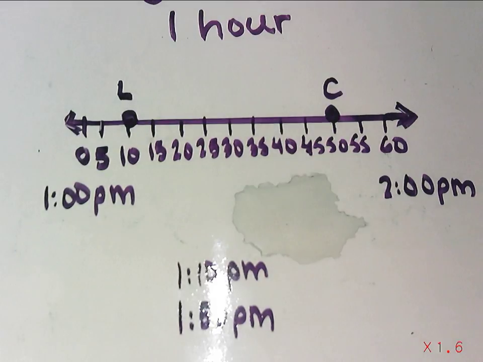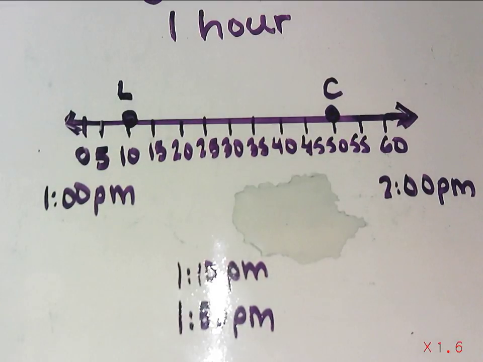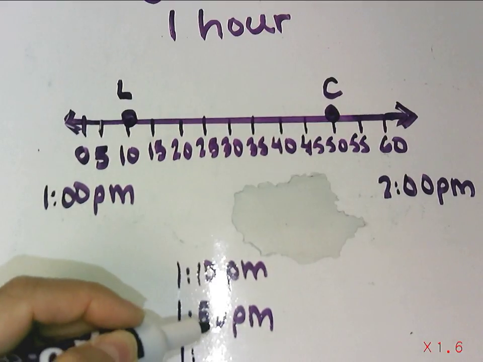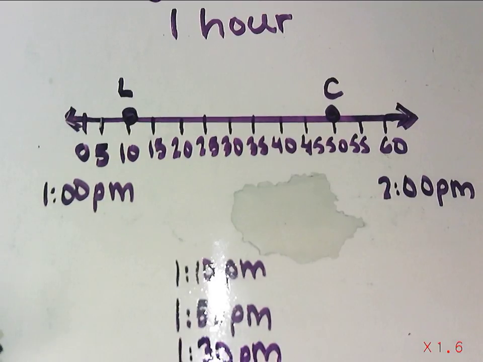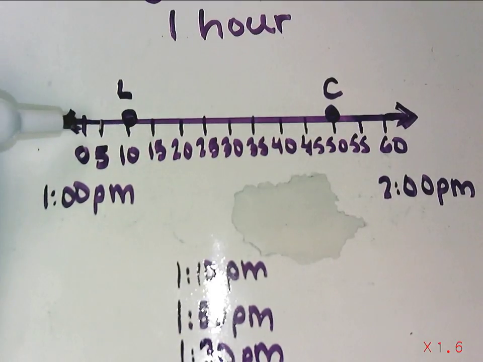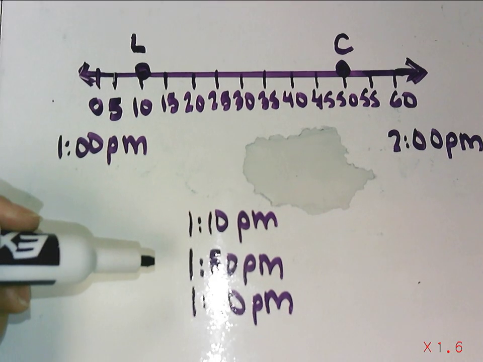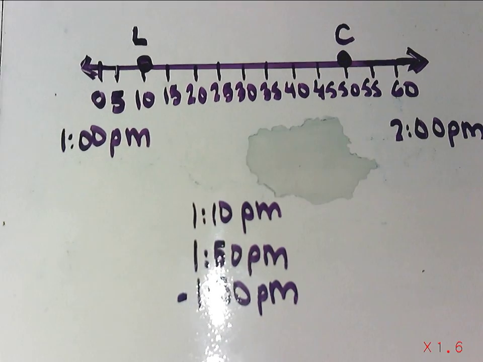We're going to see if we can plot one more time on our number line. Let's say we want to find 1:30 p.m. We just have to count by fives on our centimeter 5-minute interval number line, starting at the 0 for 1 p.m. all the way until we reach 1:30. So let's try that.